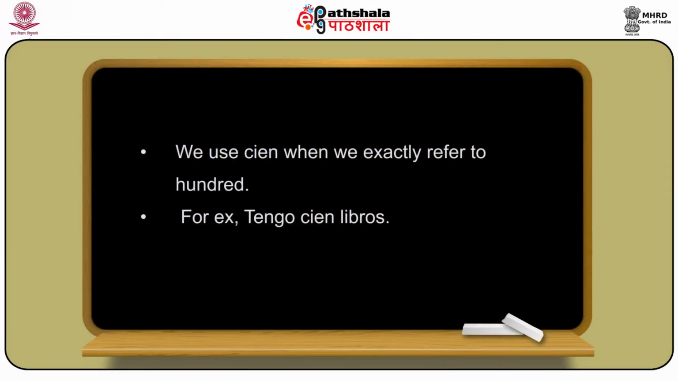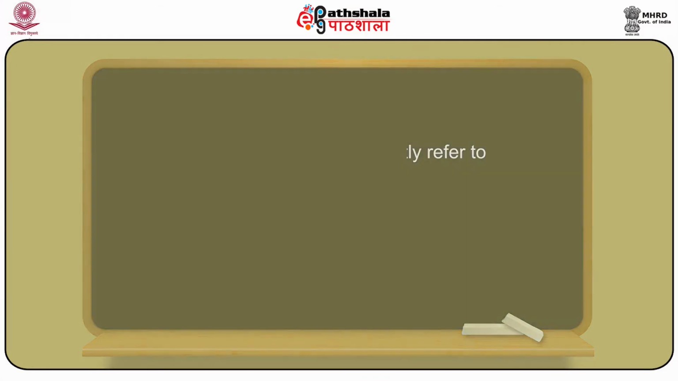So as you can see, the way the numbers in the audio or in the text are used for telling the age. Now we use cien, that is 100, when we exactly refer to 100. For example, if I want to say I have 100 books, I will say tengo cien libros. So if we are mentioning the number 100 exactly, then we use cien. But if we want to say I have 101 books, I will say tengo ciento un libros. So remember, we use cien when we exactly refer to 100.